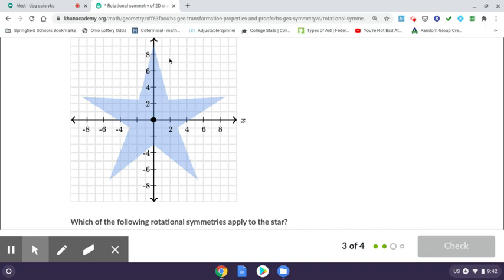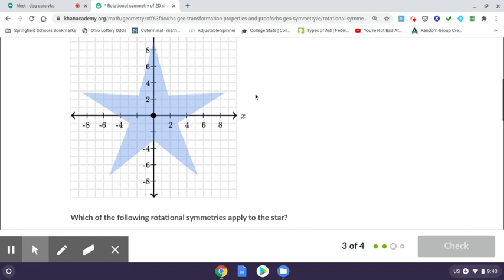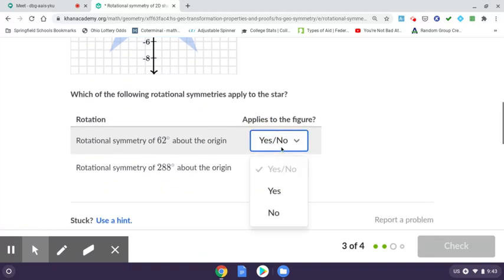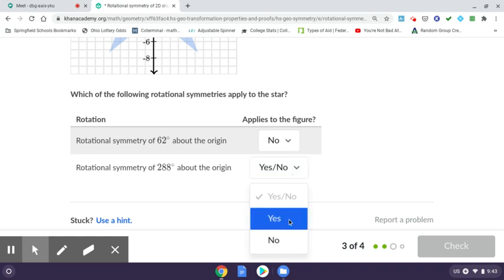There's 5 of them. So when this one goes up here to replace it, that's once, twice, 3 times, and 4 times, and then 5 times to get us all the way back around. So my order is 5. That means my magnitude is 360 divided by 5. That's 72. So my answers down here have to either be 72 or any multiples of 72. 62, nope, that's not a multiple of 72. 288 is, though, because 72 times 4 is 288.